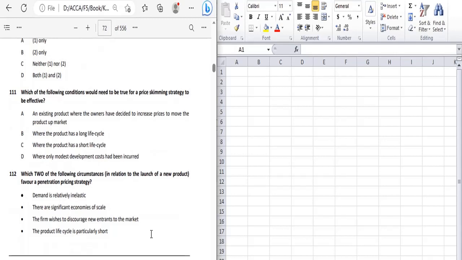Question 111. Which of the following conditions would need to be true for a price skimming strategy to be effective? Price skimming is basically charging a high price when the product is first launched in order to maximize short term profitability, right?